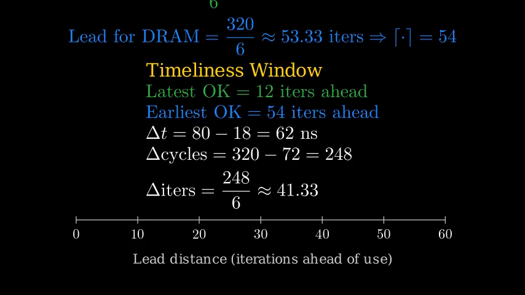This number line is lead distance in iterations. 0 means no lead. As we move right, we prefetch further ahead. We mark 12 iterations, the latest just in time from cache, and 54 iterations, the earliest that still hides DRAM. The shaded band between them is the timeliness window. Any prefetch issued in that band will hide the DRAM miss and arrive with enough time to be served from the last level cache.